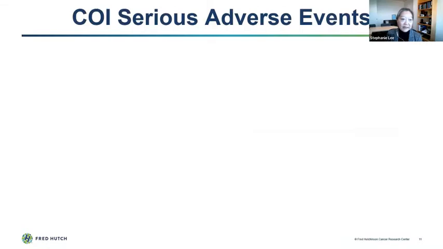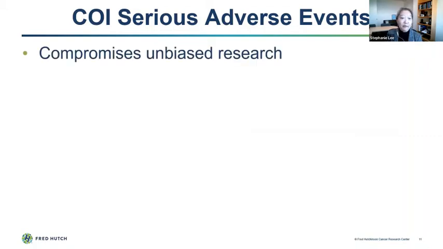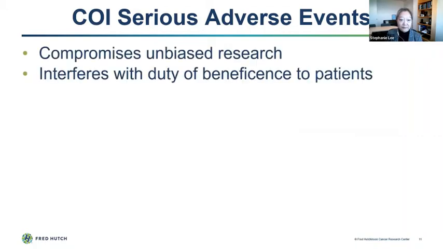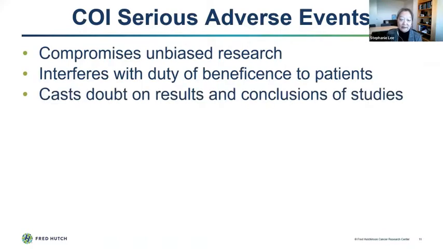Okay, so why is conflict of interest so important? Well, because COI, if it interferes with your primary responsibilities, can cause serious adverse events. And what are these? Well, it can compromise unbiased research. It could interfere with the duty of beneficence to patients. What the duty of beneficence means is that you are always doing the best for your patient. You're not influenced by outside and external considerations.